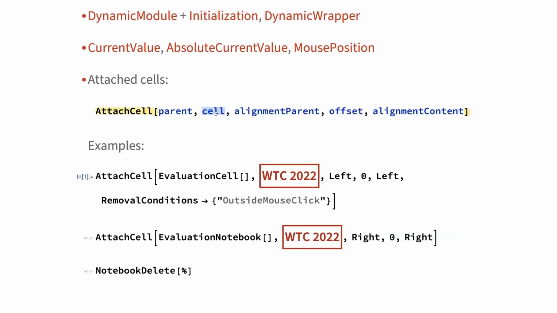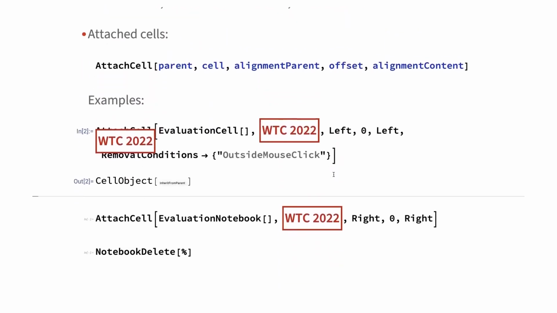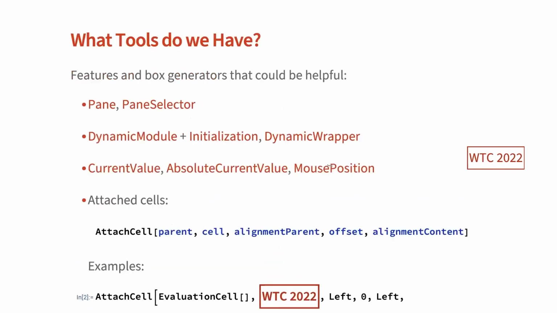The idea is that you can take a cell and attach it to a parent, and the parent might be another cell, or a box within a cell, or indeed just the notebook. Then we have arguments for controlling the alignment and positioning of the attached cell in relation to its parent. For example, here I'm attaching this cell to the evaluation cell on the left, and you can see it's just attached over the evaluation cell and returns the cell object conveniently. And here I'm attaching it instead to the right of the actual notebook. You can see that it's not attached to any cell. It really is pinned to the right of the notebook.